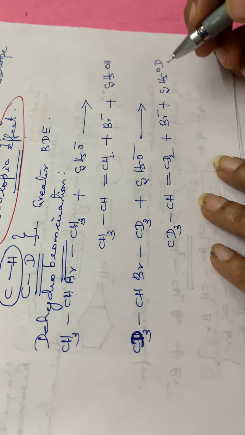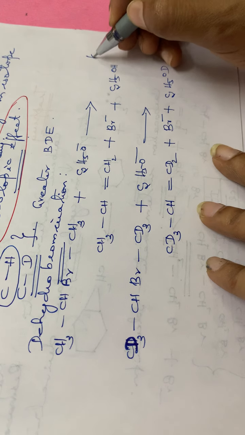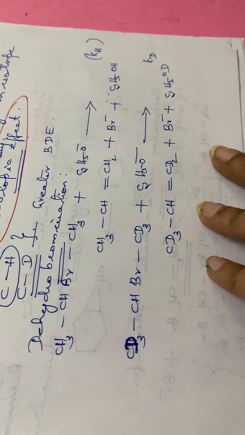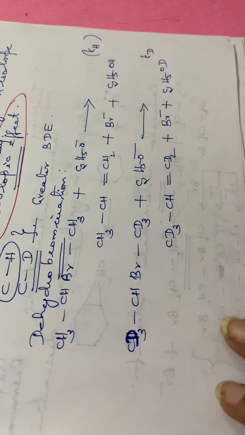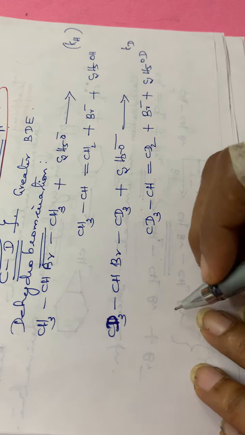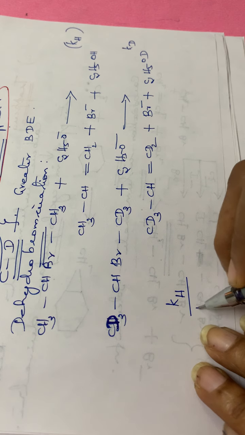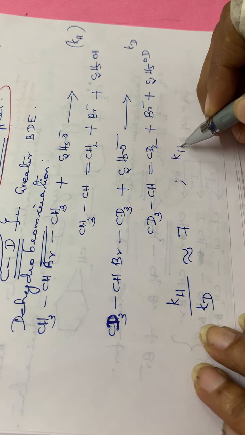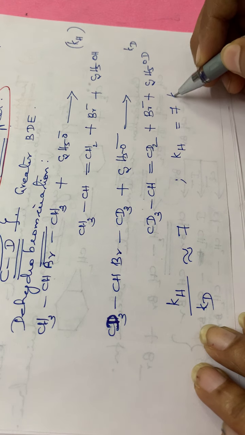Okay, then we are comparing the rate of both the cases. In this case it is KH and in this case the rate is KD. So while comparing the rates of these two reactions, KH by KD is approximately equal to 7, or we can say that KH is equal to 7 times that of KD.